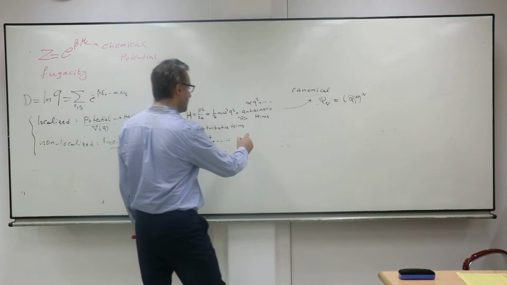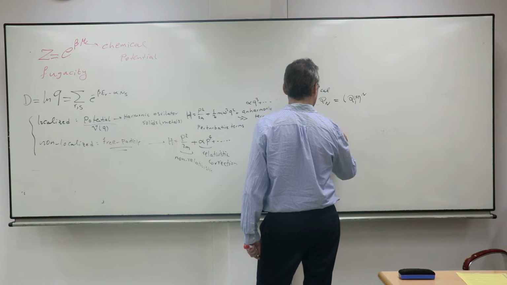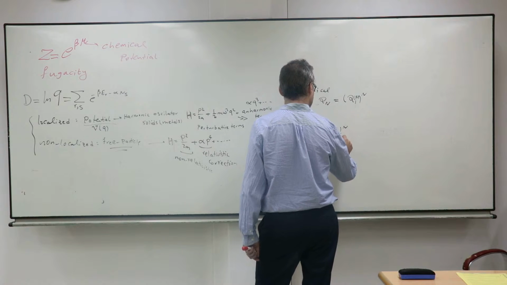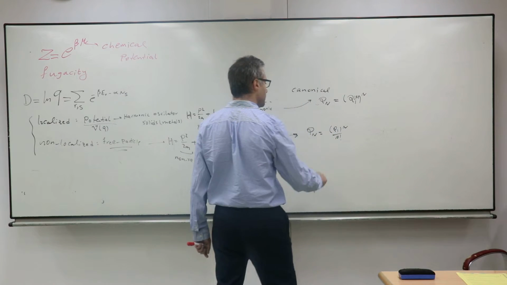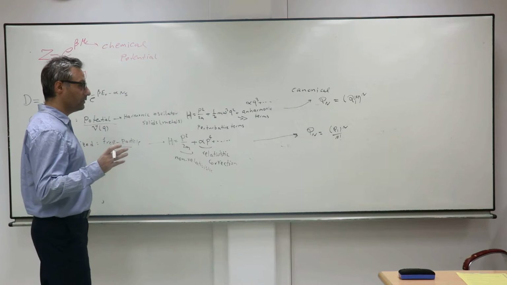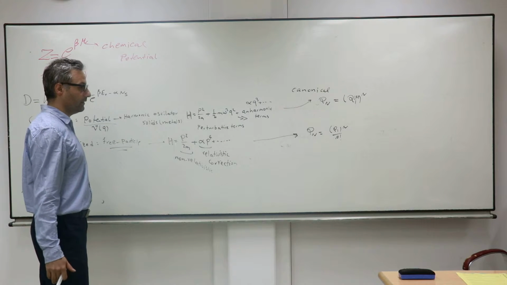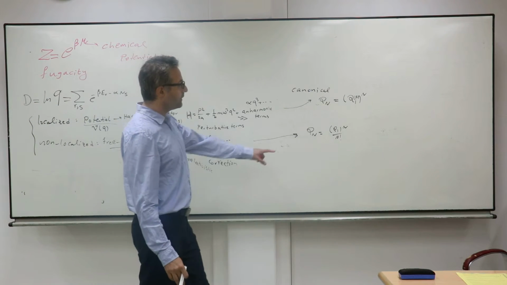Here we learned that Q_N will be Q1 to the N over N factorial, and that was the correction we needed to have additive entropy and to avoid problems like the Gibbs paradox.